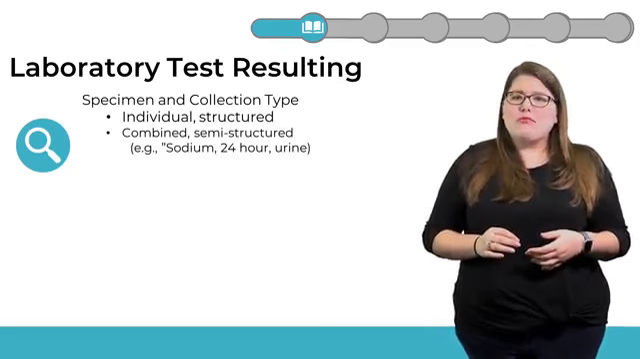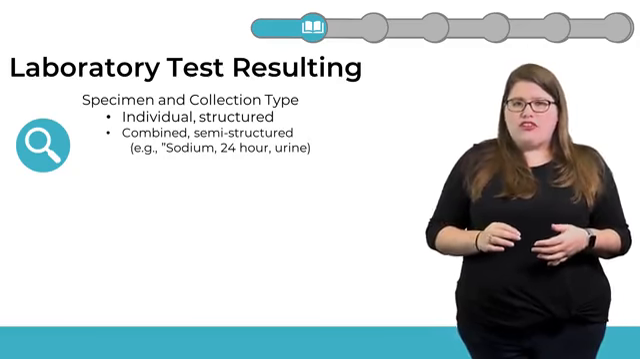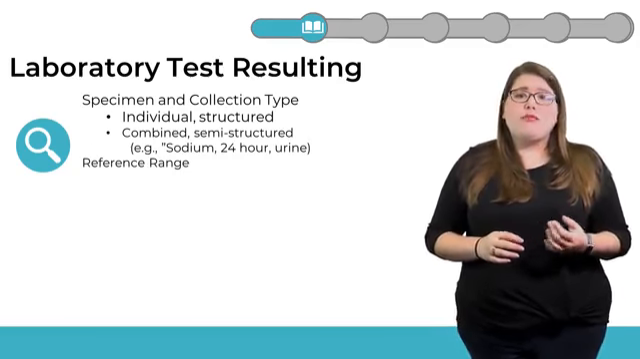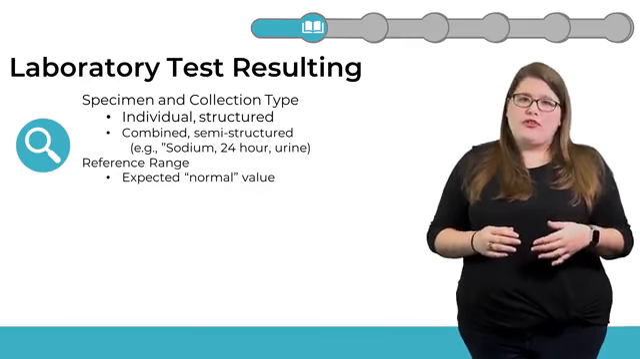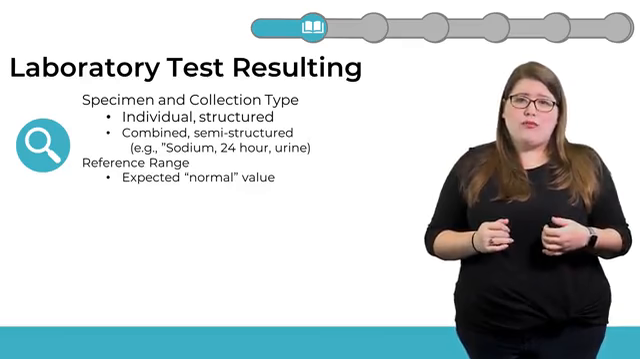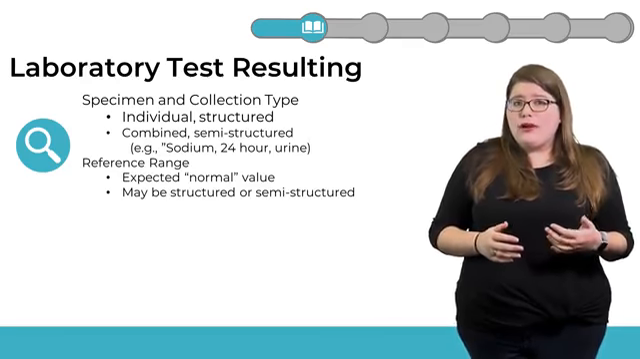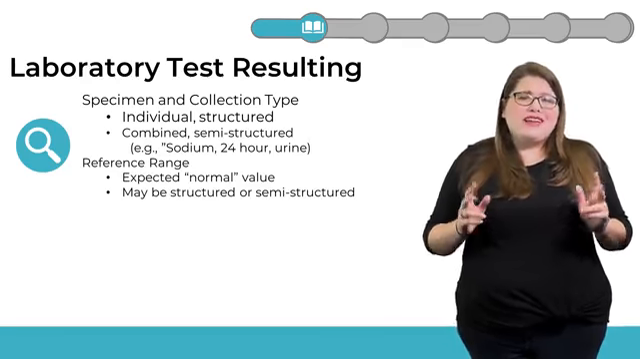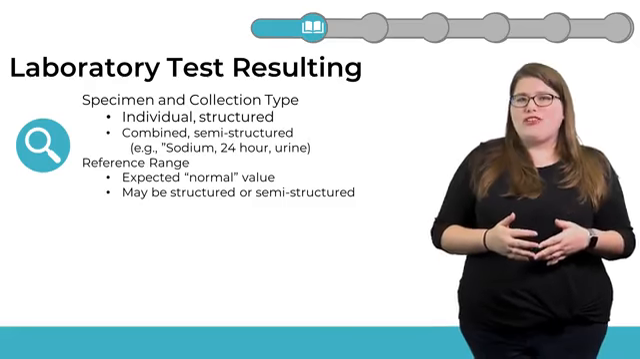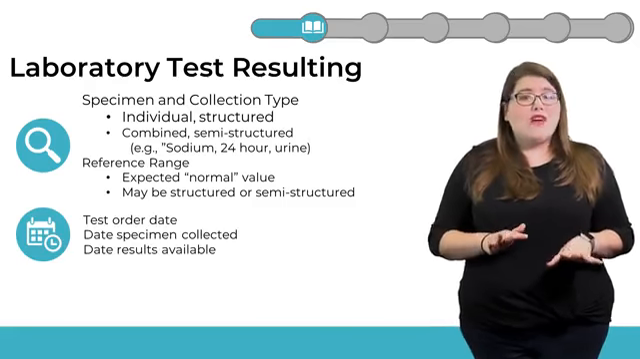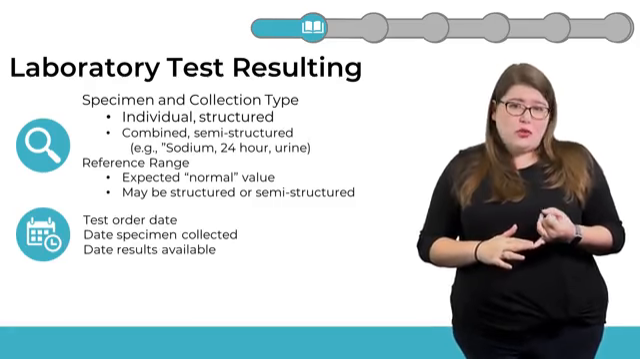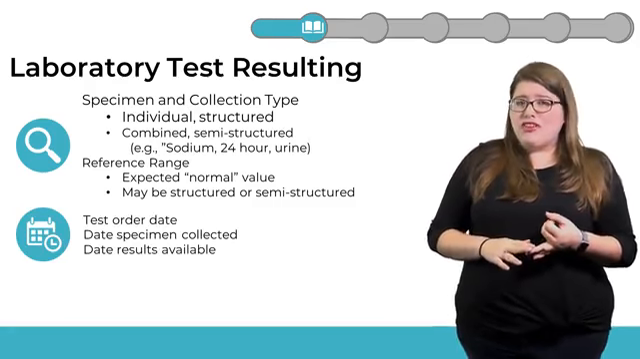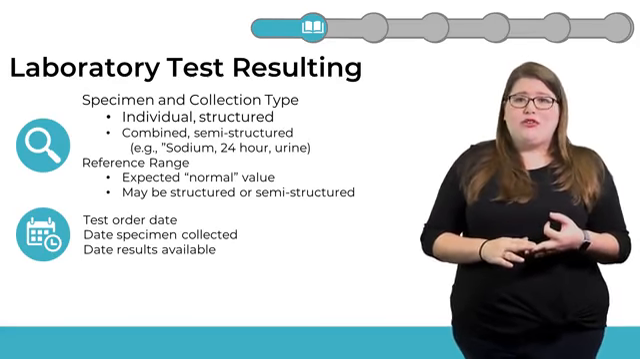In addition to the lab result, for clinical pathology tests, a reference range will typically be provided. Reference ranges are the expected results if the test is considered normal. This can be an actual numeric range or something like not detected when performing a drug screen. Finally, multiple dates may be returned. The date the test was ordered, the date the specimen was collected, and the date when the results were available.